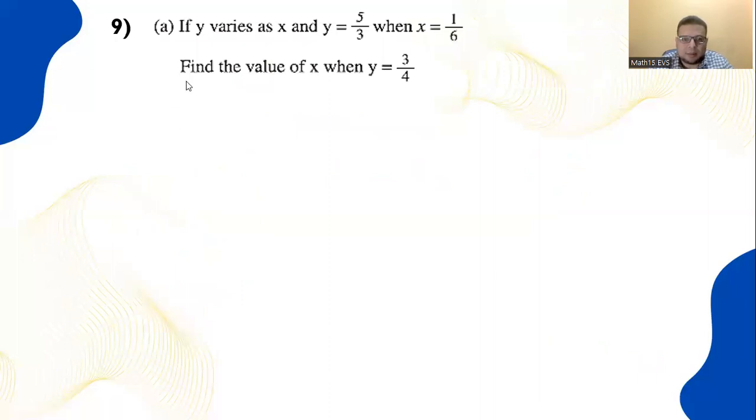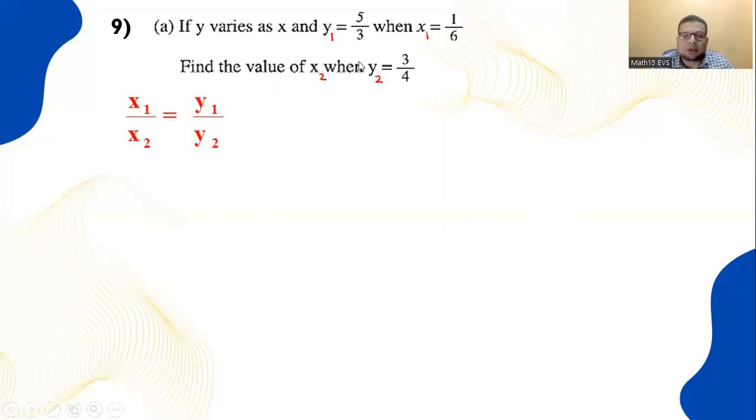Question number 9. If y varies as x and y equals 5 over 3 when x equals 1 over 6, y varies directly with x. Find the value of x when y equals 3 over 4. You remember the rule of values between x and y. When you have a direct variation, you will put the rule x1 over x2 equals y1 over y2. But if inversely, you will put y2 over y1. Here it varies directly. So this is y1, this is x1, this is x2, this is y2.